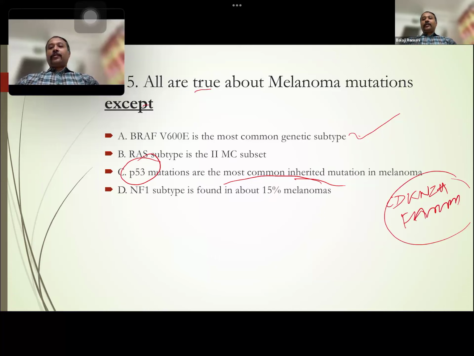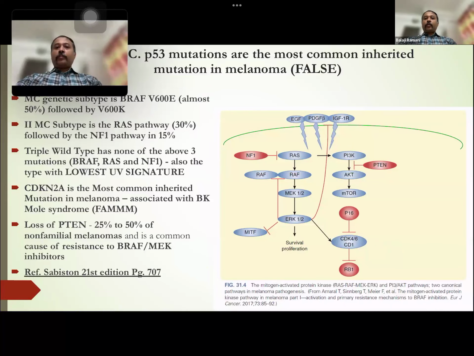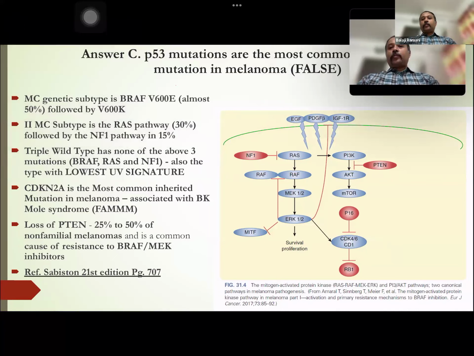So when you look at breast cancer, you have 3 mutations. The same way in melanomas also, you have 3 particular mutations: the RAS, the RAF pathway, and then the NF1. All 3 are going to be the various pathways that are going to be found as far as your melanomas are concerned. The most common is your BRAF V600E. Second most common is BRAF V600K. Okay, these 2 are the BRAF mutations that we commonly find.